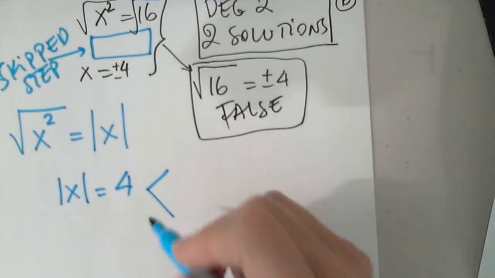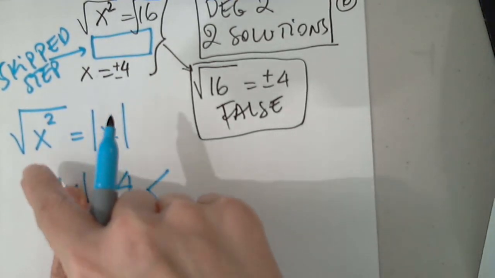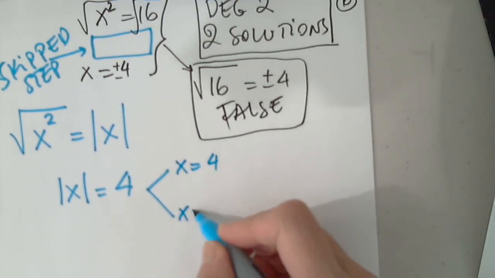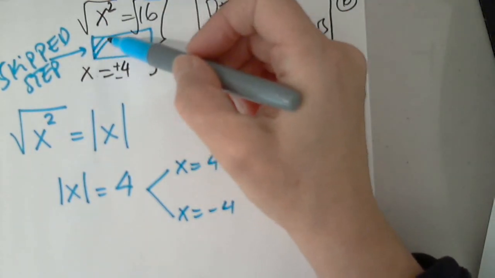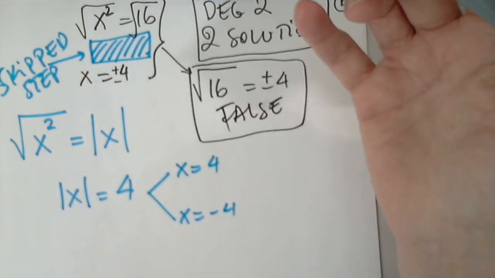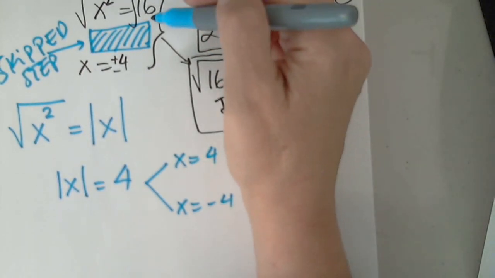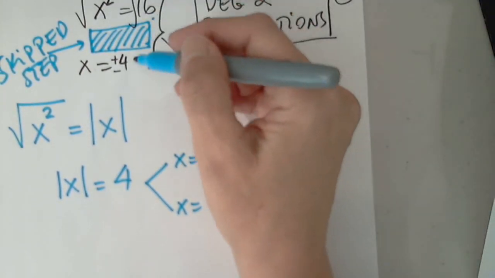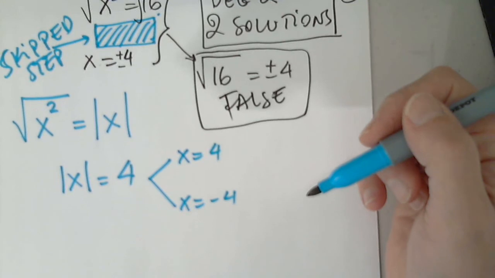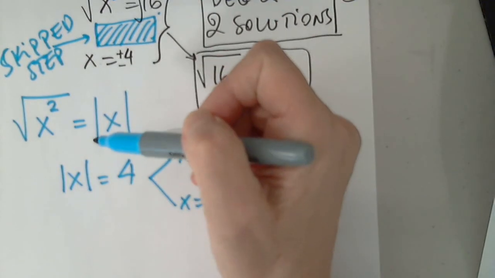This equation has 2 options. Because I can put here 4 and the absolute value is 4, and I can put here negative 4 and the absolute value is still 4. So that's how we get x equals 4 and x equals negative 4. But we skip this step. And then students, or anyone, could think the square root of 16 equals plus or minus 4. That's incorrect. So keep in mind we are skipping a step.